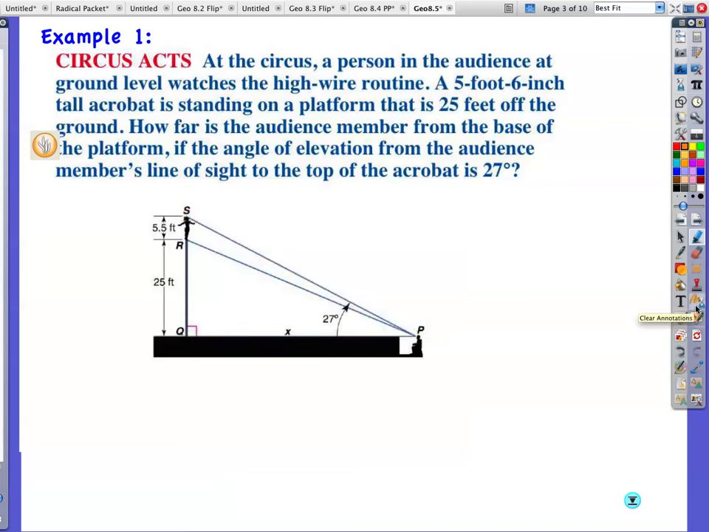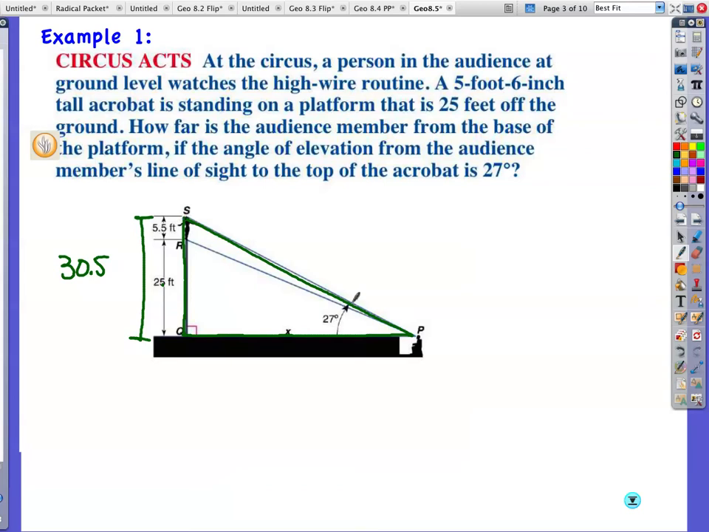So now what do we have to focus on? And why did they give this other little thing in here? Because they were kind of sneaky, nice that they drew a picture. 25 feet to the bottom of the acrobat, and then you have to add on another 5.5 feet. Remember, 6 inches is half of a foot. So let's add that together, 30.5, and then we are now looking at this triangle. We have a right triangle.